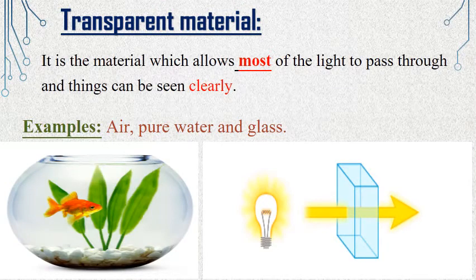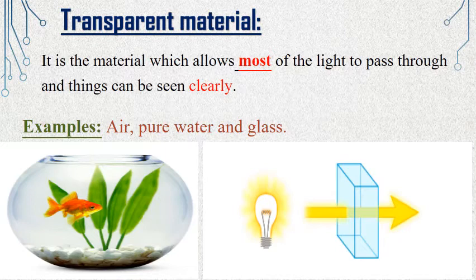Transparent materials. Look at this bowl. You can see fish easily and clearly, right? You know why? Because this bowl is made of glass, and glass has the ability to allow most of light through it. And I said before what's meant by pass, transmit. So that's why we can see what's behind it. So glass is considered as a transparent material.